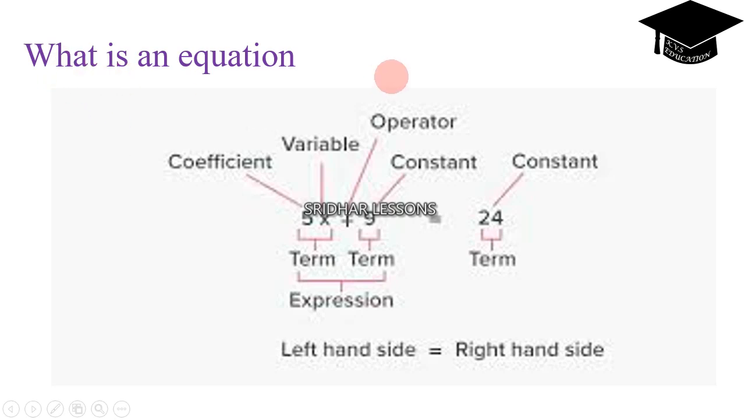What is an equation? For example, 5x + 9 = 24. 5x is one term, 9 is also treated as a term, 24 is treated as a term. In 5x, 5 is the coefficient of x and x is called a variable. This plus symbol is known as an operator, and 9 and 24 are constants. 5x + 9 = 24 is completely known as an equation.